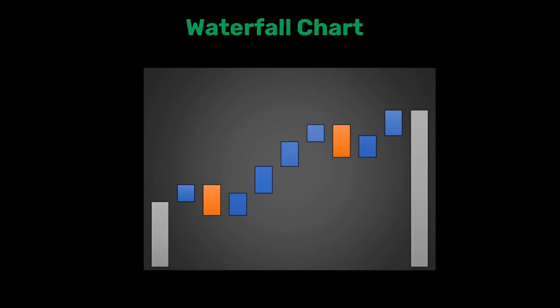Now, waterfall charts show a running total as values are added or subtracted. So the first gray bar that you see, that is the starting total. And then you'll have positive and negative values. Here the positive values are in blue, the negative values are in orange. And this is the final total.